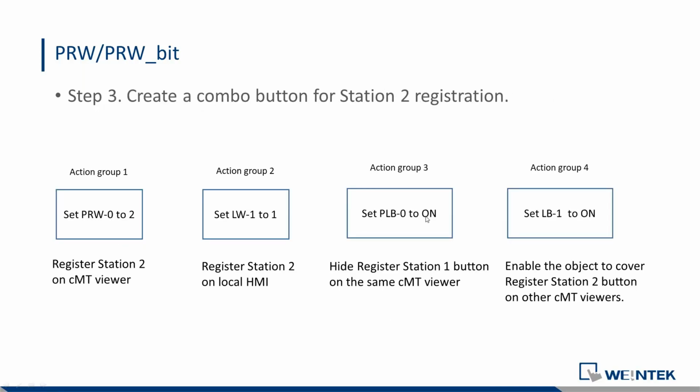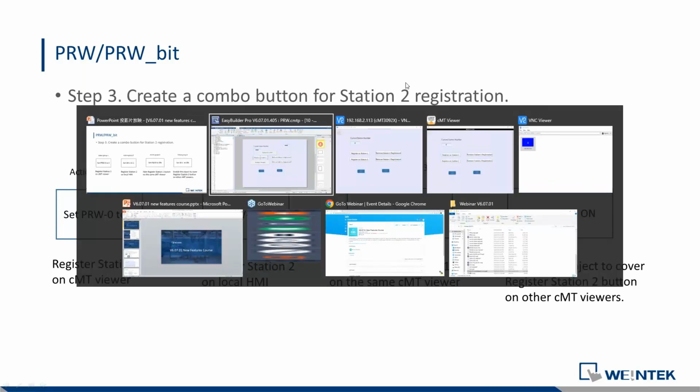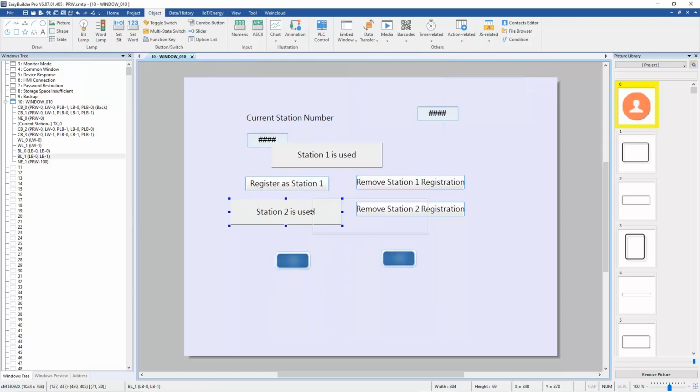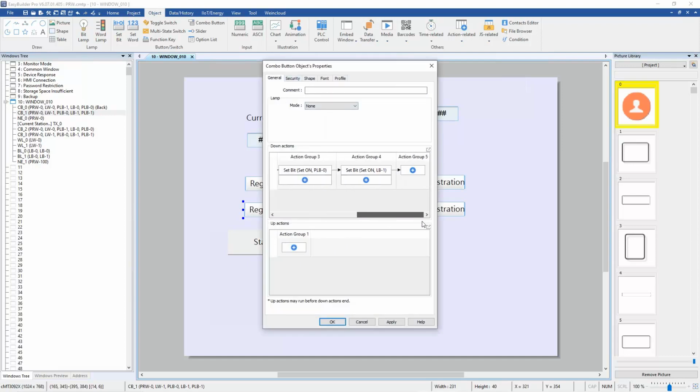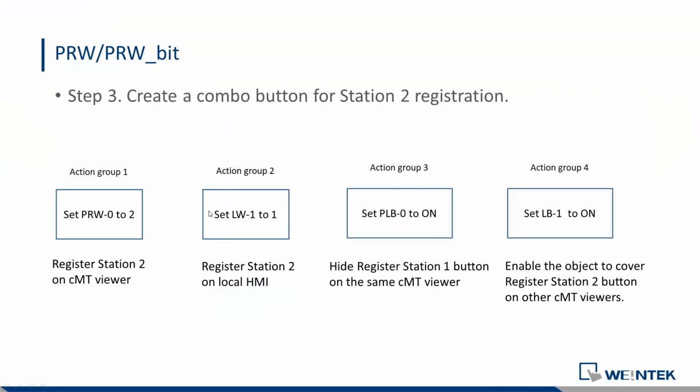Okay, then the third part is that we're going to create another combo button here. Basically, we also need to create 4 action groups, except that our addresses are slightly different and the values will be different. The first one is that you're going to set the PRW0 to 2, and in the second action group, we're going to set LW1 to 1 instead of LW0, because we're going to save the station 2's value in another local HMI's address.